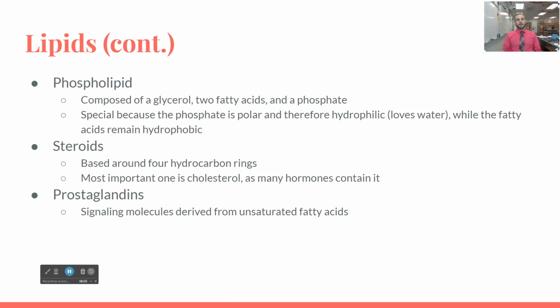Another category, your steroids. They have 4 hydrocarbon rings. The most important one is cholesterol. Lots of hormones are going to use cholesterol. And then you have prostaglandins, which are derived from unsaturated fatty acids, which do a number of functions in the body.